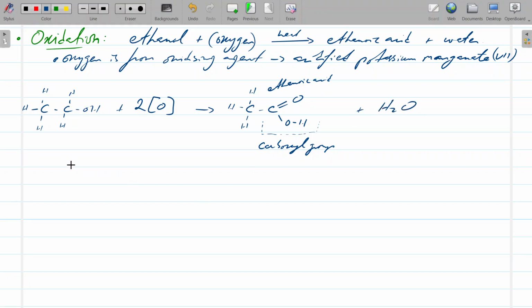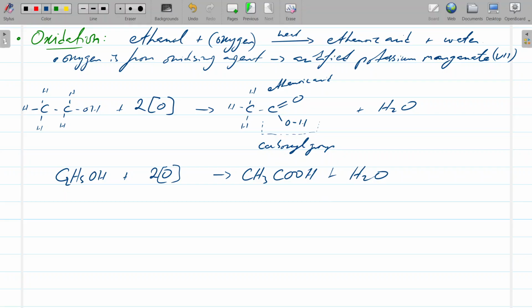So writing that out in molecular formulas, you got C2H5OH plus 2O, and that's giving you CH3COOH plus H2O. So this is how we write it out in case of carboxylic acids.